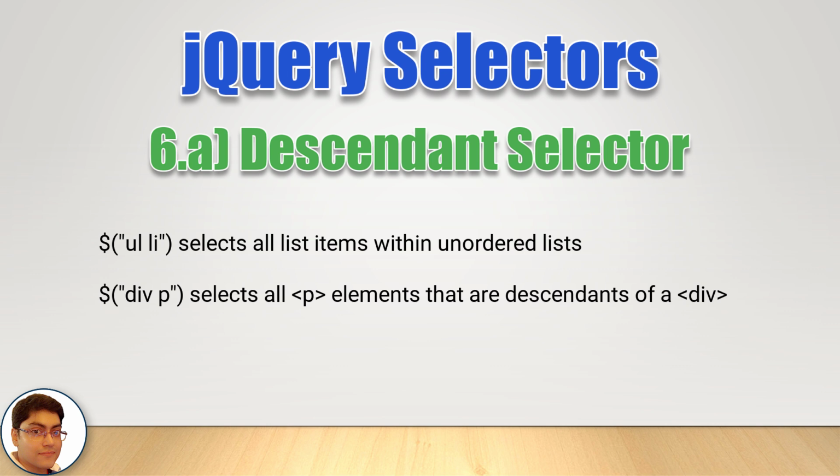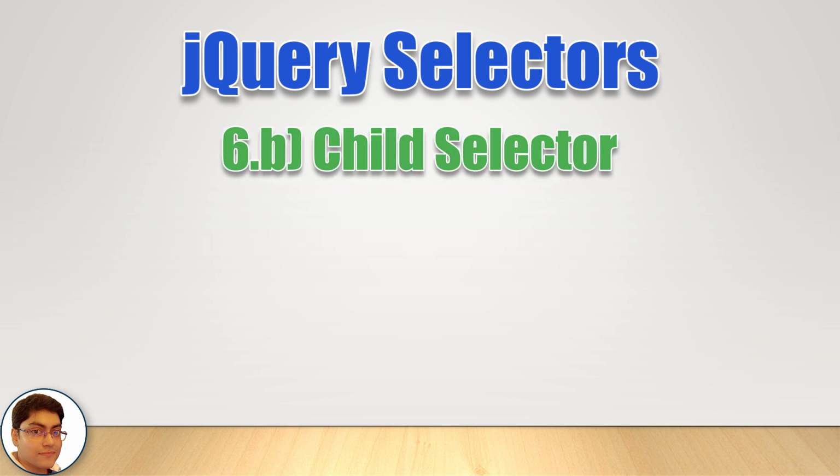$("div p") selects all p elements that are descendants of a div element. B. Child selector. It is represented by a greater than or right arrow character. It is another powerful tool for hierarchical selection. It targets immediate child elements of a specific parent.